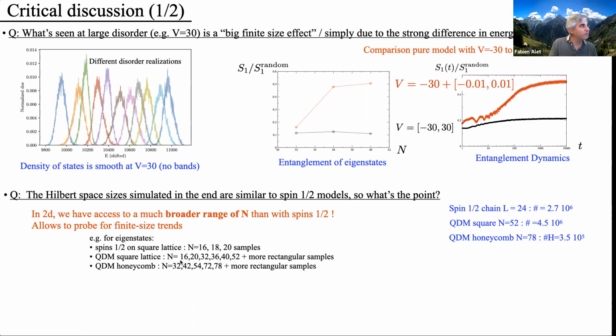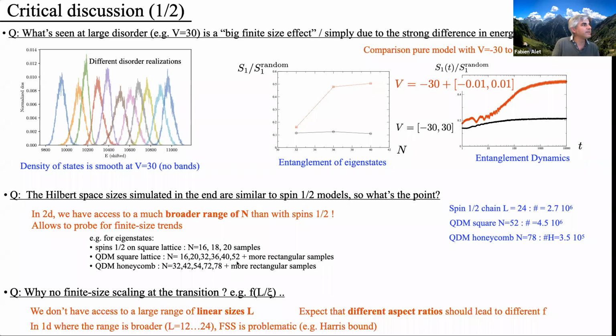There's no 24 on the square lattice, and you will have a problem with your exact numerics. Here, we have a larger set of regular samples. We also have rectangular samples, which means we can probe a broader range of lattice sizes. If we have to do finite size scaling with 2 samples, then it's very hard. If we have 6, 7, or 8, it's more likely to see a tendency. Even though, as we will see, it's very hard.